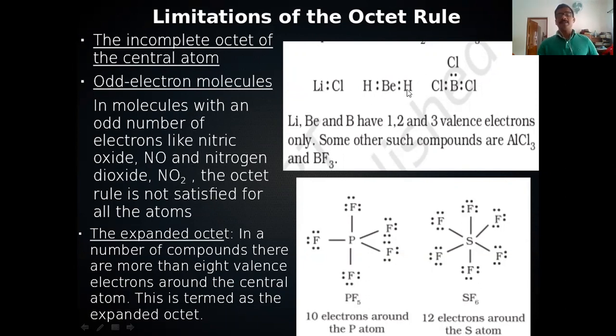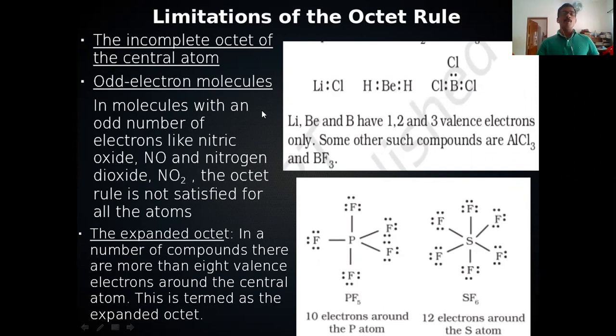Chlorine has 8, but lithium has only 2 electrons. BeH2, beryllium hydride. Beryllium has only 4 electrons in its outermost shell. Hydrogen has only 2 electrons. BCl3, boron has only 6 electrons. So in all these cases, the octet is incomplete. Here instead of 8, only 2. Here instead of 8, only 4. Here instead of 8, only 6. But even then, the compounds exist and they are stable also.